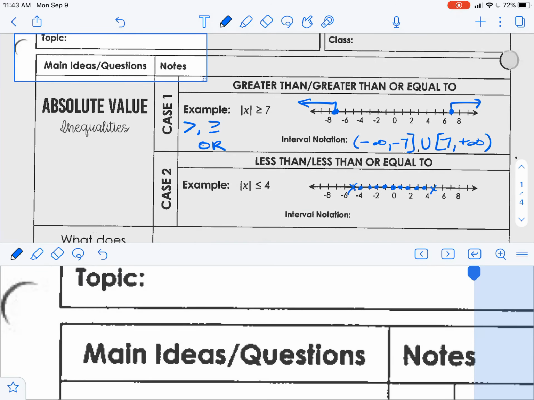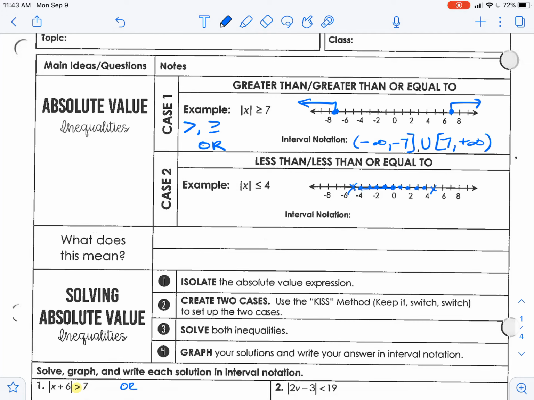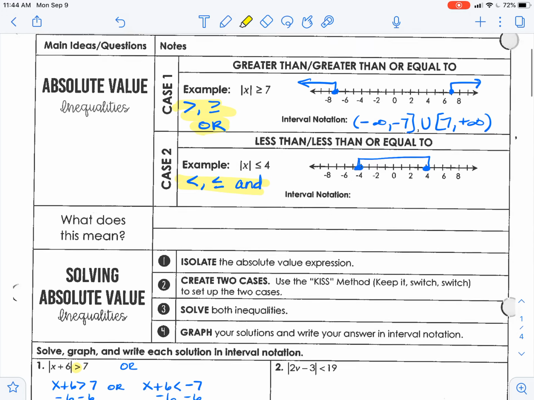So if you think about it here, what we have is basically that interval from negative 4 to 4. So how would I write it? Again, the interval is from negative 4 to 4. So what's the key? If it is a less than or equal to, this is always an and. Okay, always an and. So those are the two pieces that you must remember when you're doing absolute value inequalities. Okay?